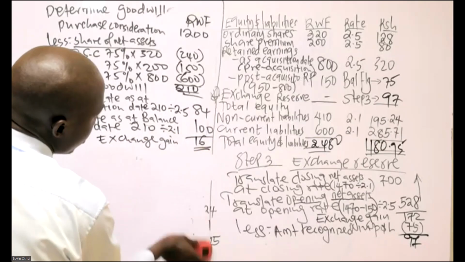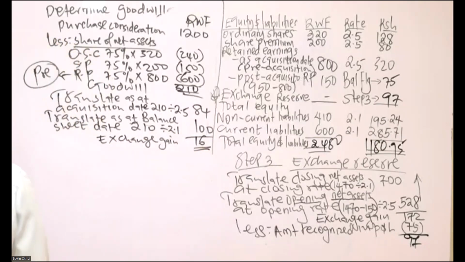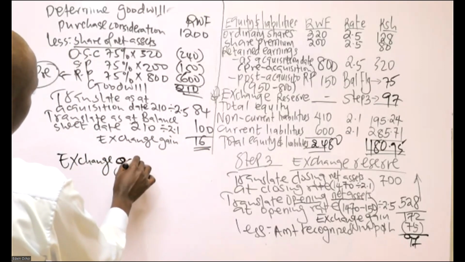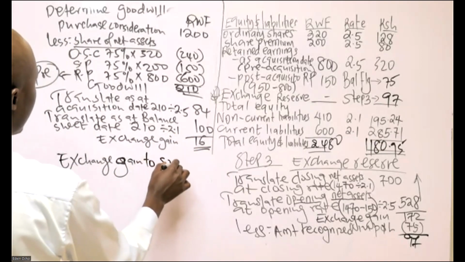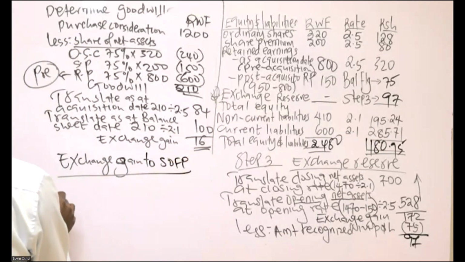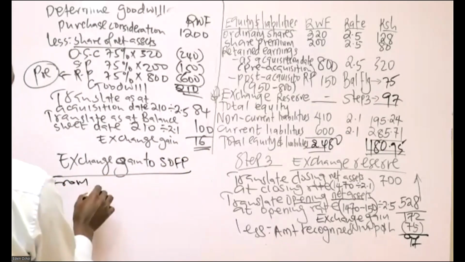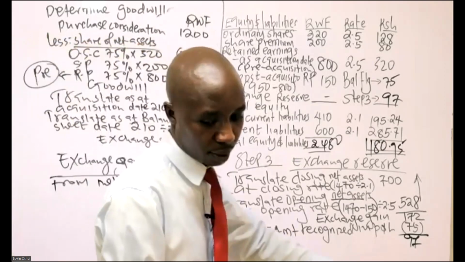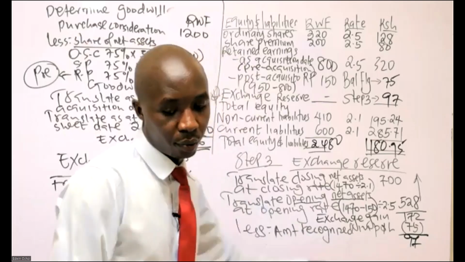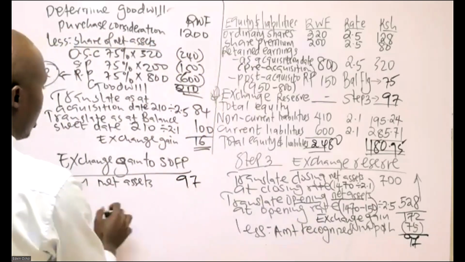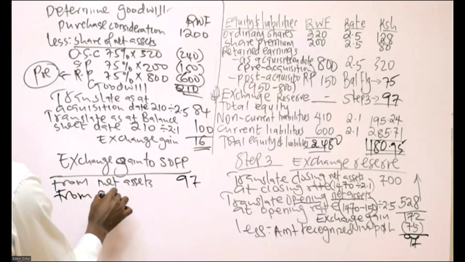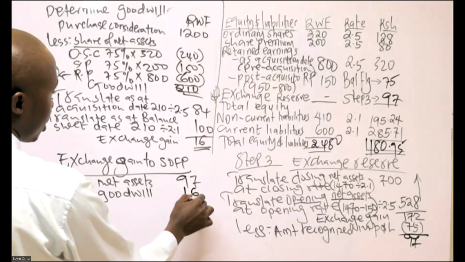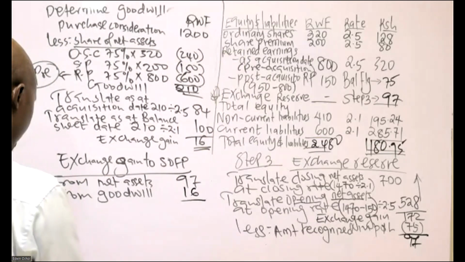And now generally we need to know the exchange gain to the statement of financial position. So we take the one from net assets, this 97, and the one from goodwill. The one from goodwill is 16. So 97 plus 16 is 113.